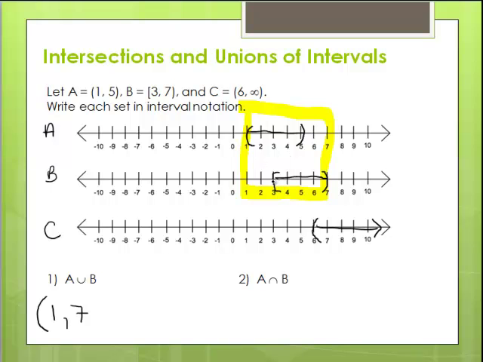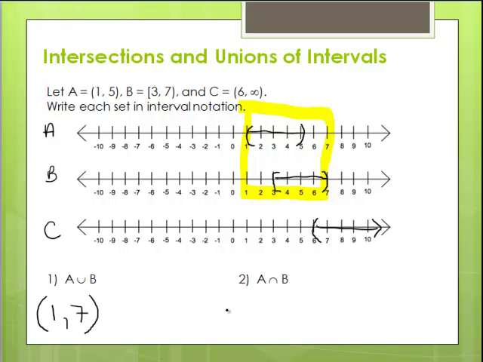3 is included in this one, so it is included. 5 is not included in this one, but 5 is included in this one, so we count that one. Is 7 included? It's not in this interval because there's a parenthesis. It's definitely not in this one. So the union of A and B would look like that.